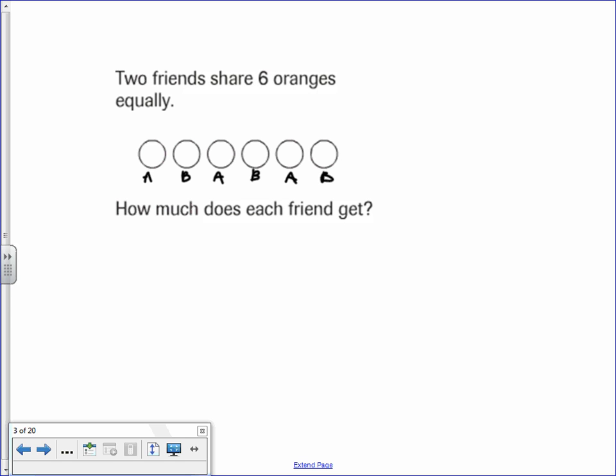How many does friend A get? Mia? 3. How many does friend B get? 3. So each friend gets 3 oranges. Here's another way to do it.